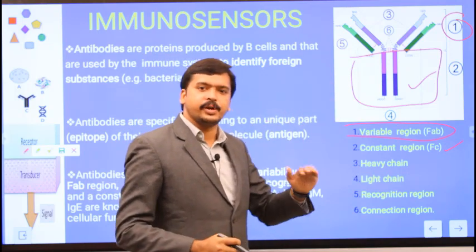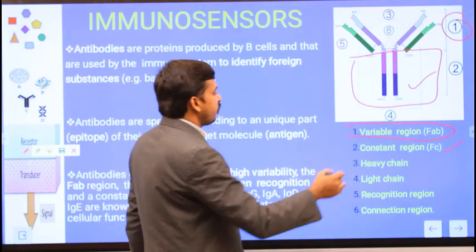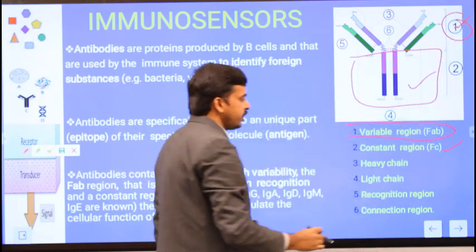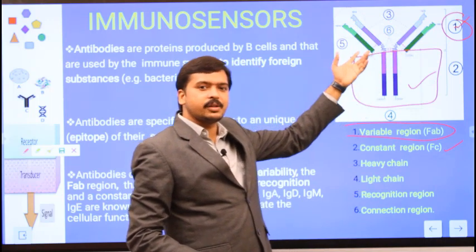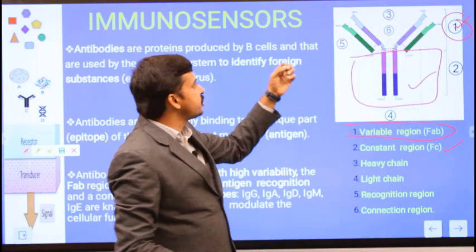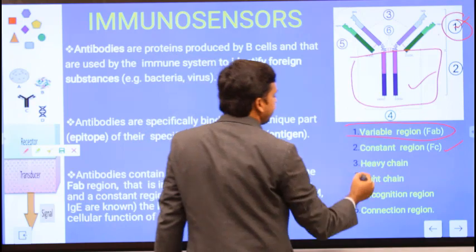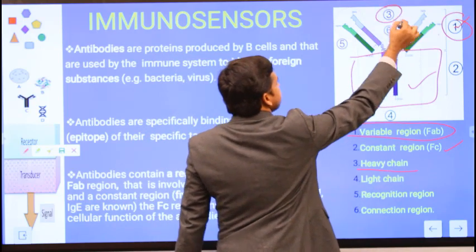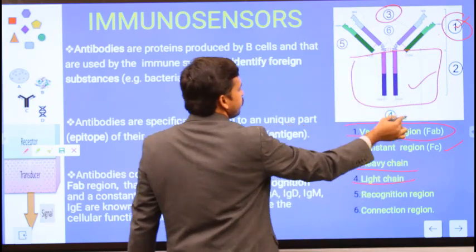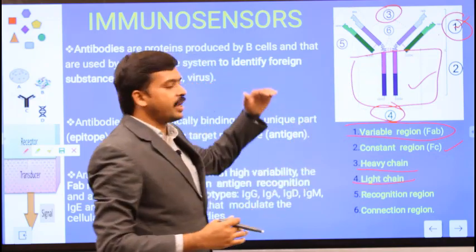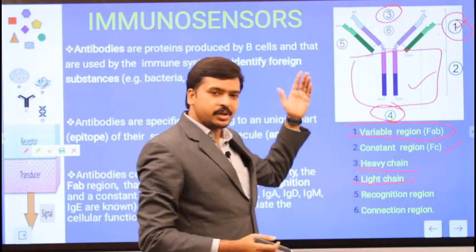Then if the question comes of how one antibody is different from another, always look into the variable region, that is 1. The constant region is the same. So the specificity of an antibody is decided based on the differences you find in the variable region. Again, number 3 is considered the heavy chain region, and number 4 is considered the light chain region. So instead of variable region and constant region, you can even separate them as heavy chain region and light chain region.